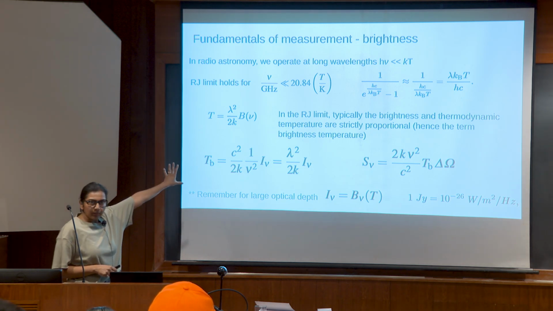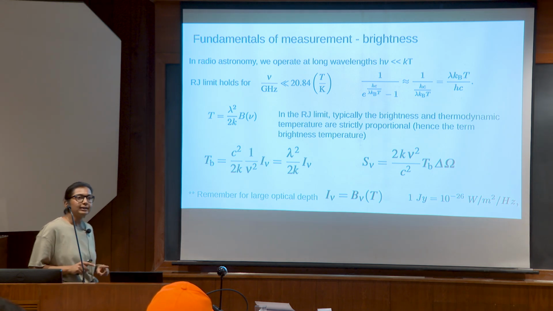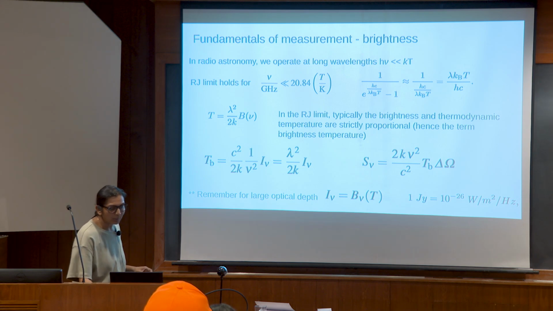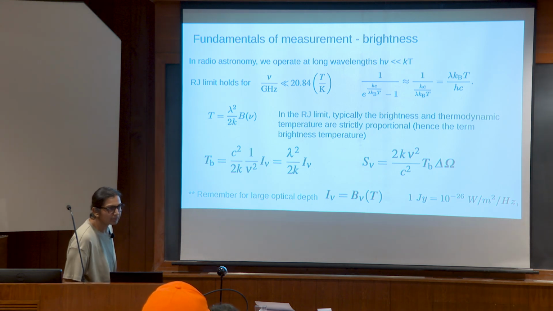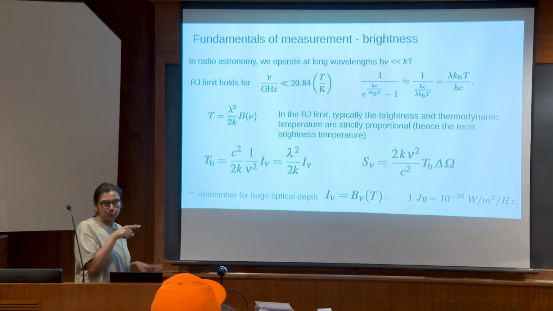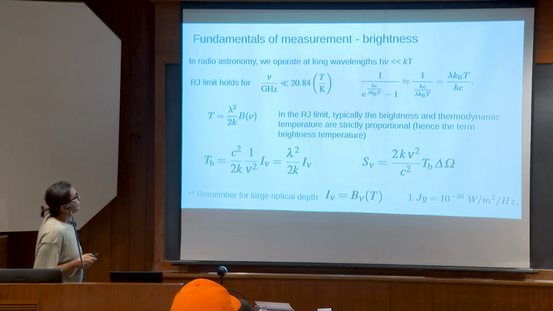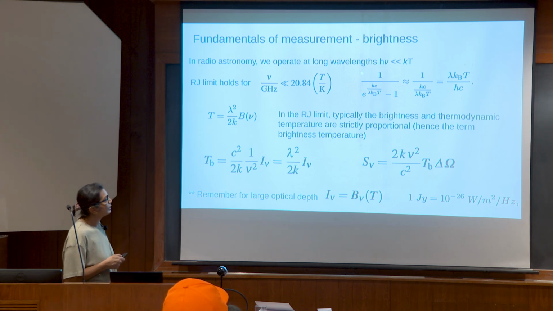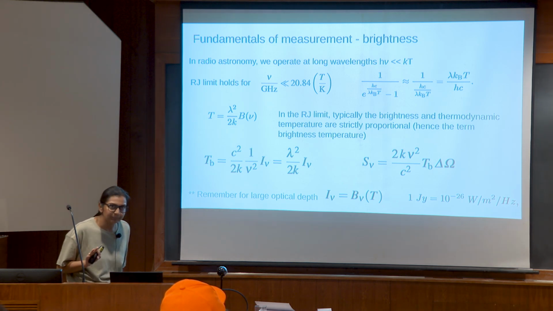The reason I bring up this topic here is because in radio astronomy we operate in the Rayleigh-Jeans approximation of the black body spectrum. Very quickly, I took out the equation of the black body spectrum: 2 h nu cubed by c squared, times 1 over e raised to h nu by kT minus 1, a standard formula. For all purposes in radio astronomy, this is the limit in which we operate: h nu is much less than kT.